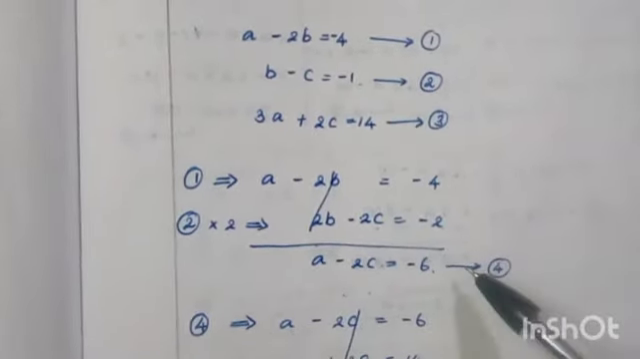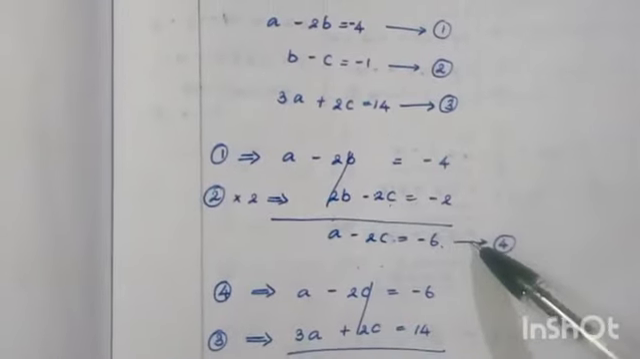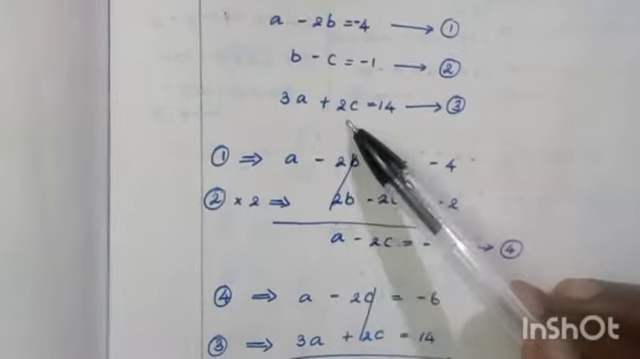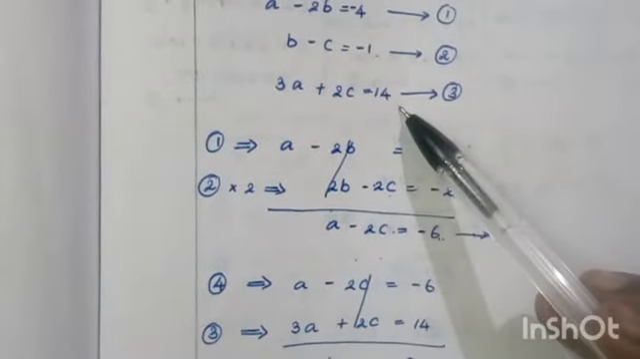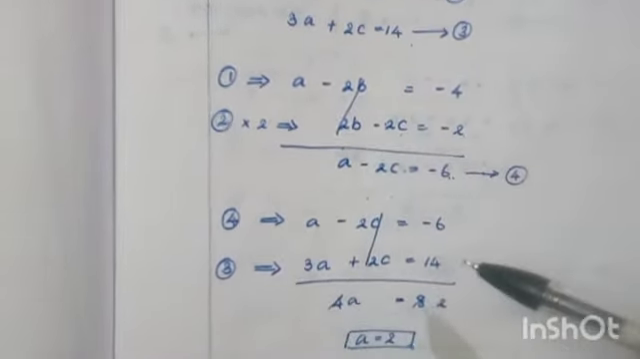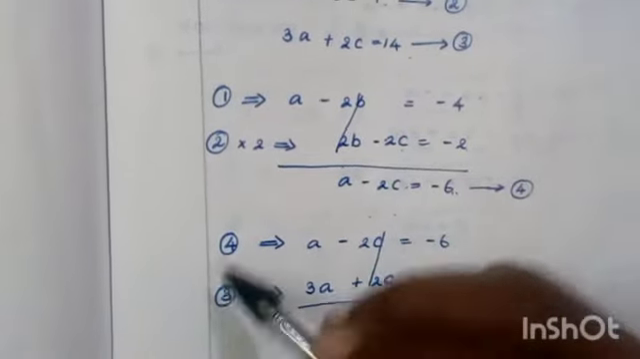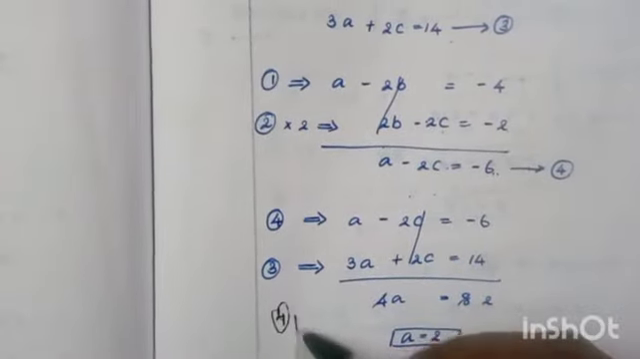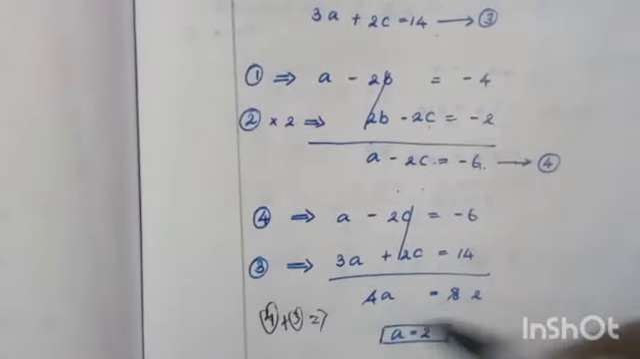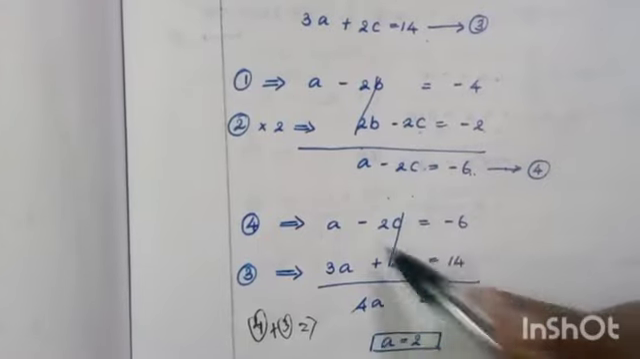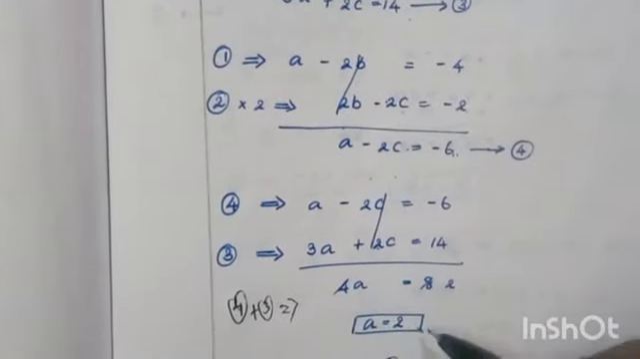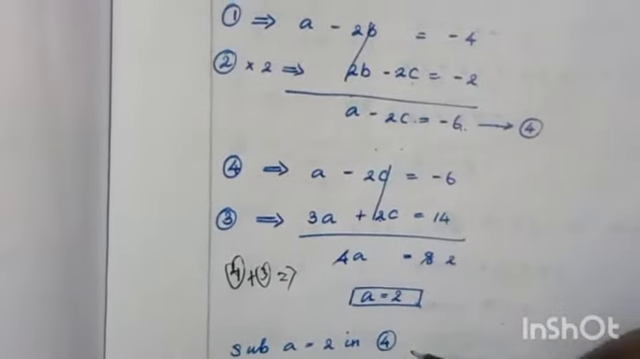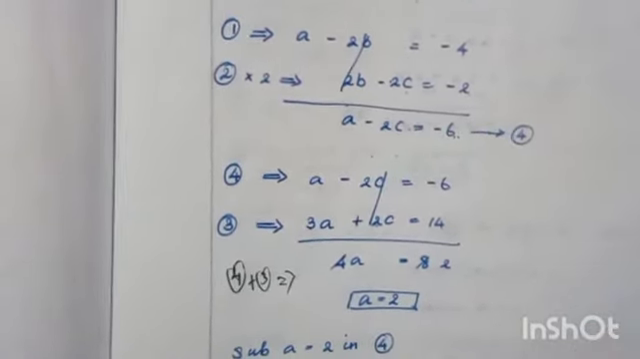Now you have to consider this fourth equation and third equation. Fourth equation, a minus 2c equal to minus 6. Third equation, 3a plus 2c equal to 14. So now you have to solve these two. Now you have to add 4 plus 3. That implies 4a, these two cancel, 4a equal to 8, a equal to 2, 1 4 is 4, 2 4s are 8. So substitute a equal to 2 in equation number 4.